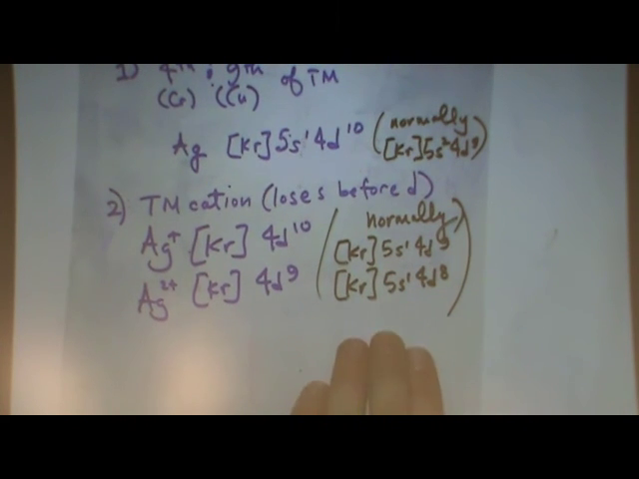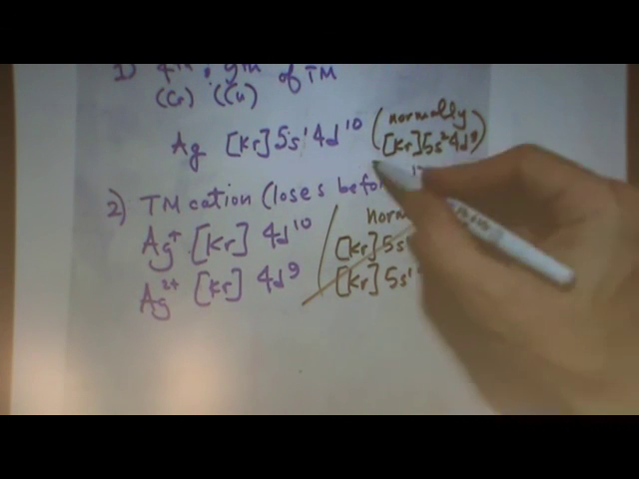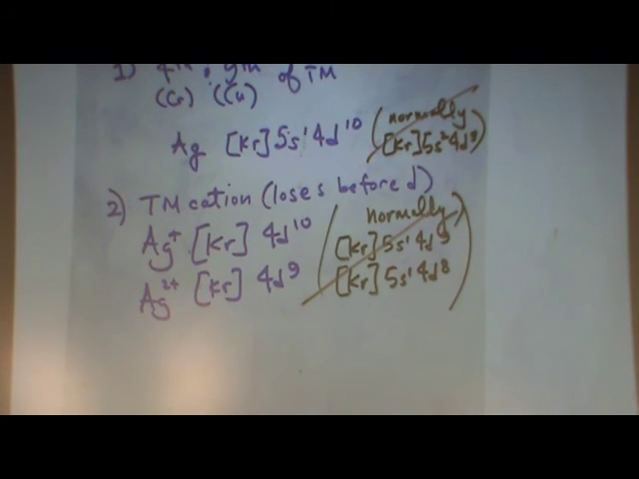So you fill the d's last, so you take it off. That's normal, but not with a transition metal cation, any transition metal. So the normal is not correct. It's what happens everywhere else except in this scenario.